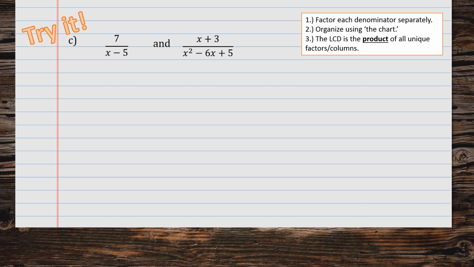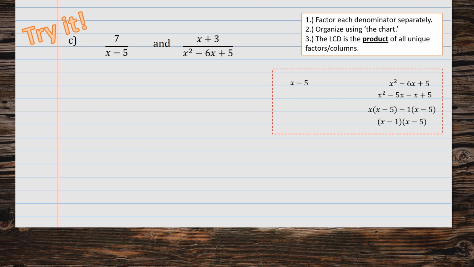Let's see how you did. On the side, you should have factored your denominator. Your first denominator, x minus 5, cannot factor, but the second denominator, once expanded and factored, you should have noticed it is made up of x minus 1 and x minus 5.